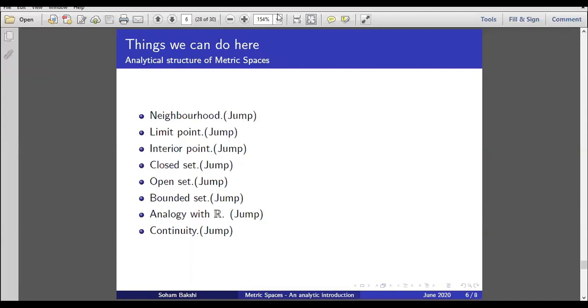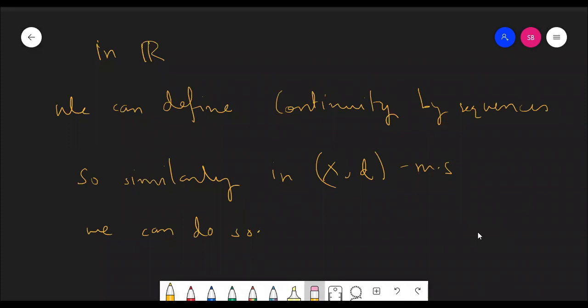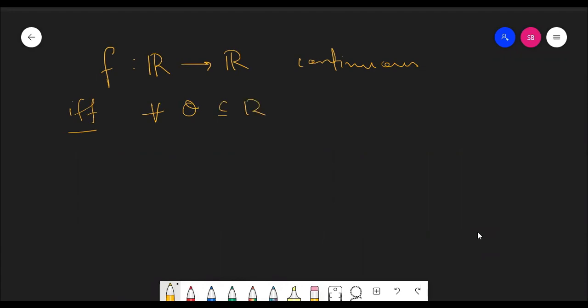Okay, so the theorem goes. One very interesting thing we will do about continuity here. Let's say f is a function from R to R. Then f is continuous if and only if for all open sets O in R, f inverse of O is also open.